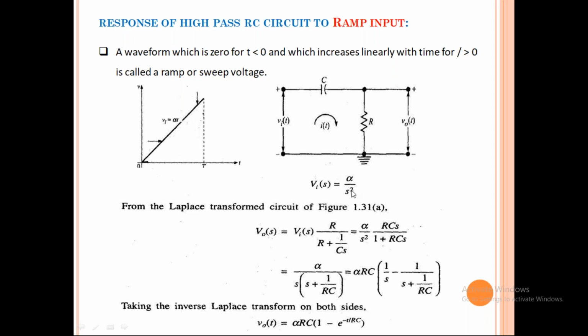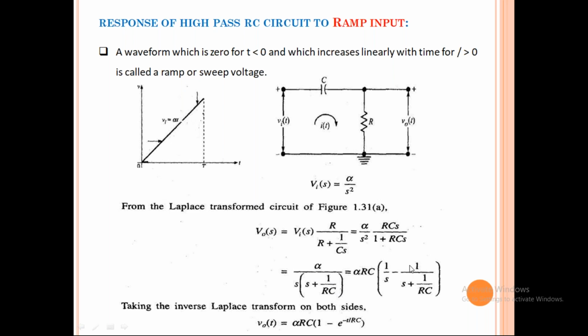Substituting Vi of s equal to alpha by s square and simplifying with RC, the answer is alpha by s into s plus 1 by RC. This is a partial fraction expansion: A by s plus B by s plus 1 by RC.